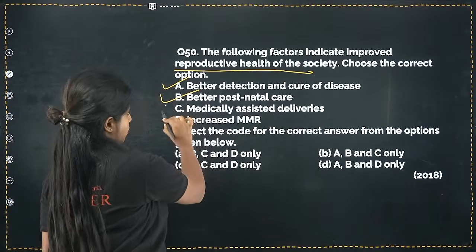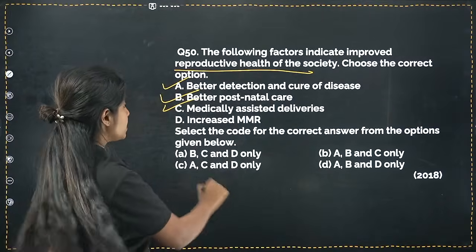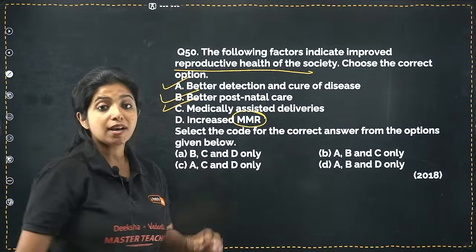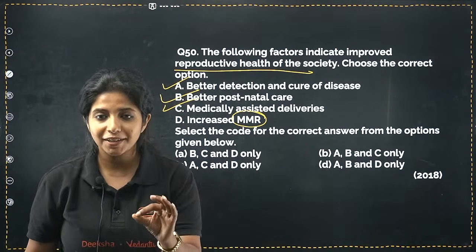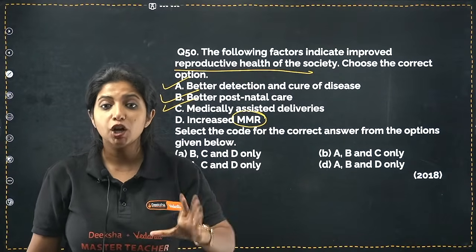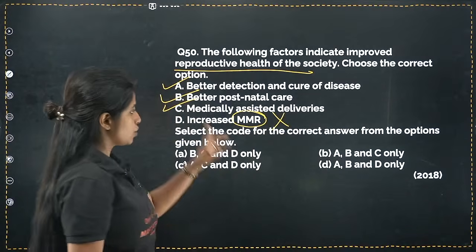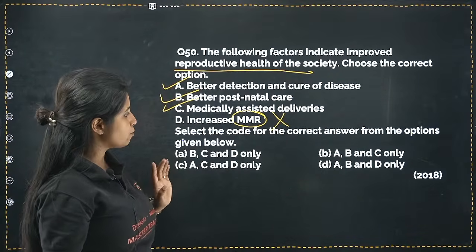Medical assisted deliveries, obviously yes. If at all it is not being medically assisted, there are chances for death as well. Increased MMR. MMR stands for what? Maternal mortality rate. If mothers are dying more, do you think that it is good? Is it improved reproductive health? No, Baba. It is actually a bad thing. So I will say it is not the one. So A, B and C options are correct.